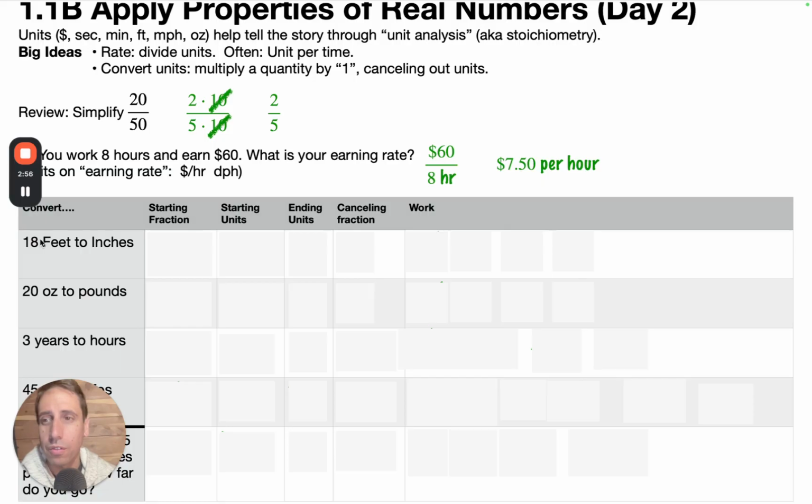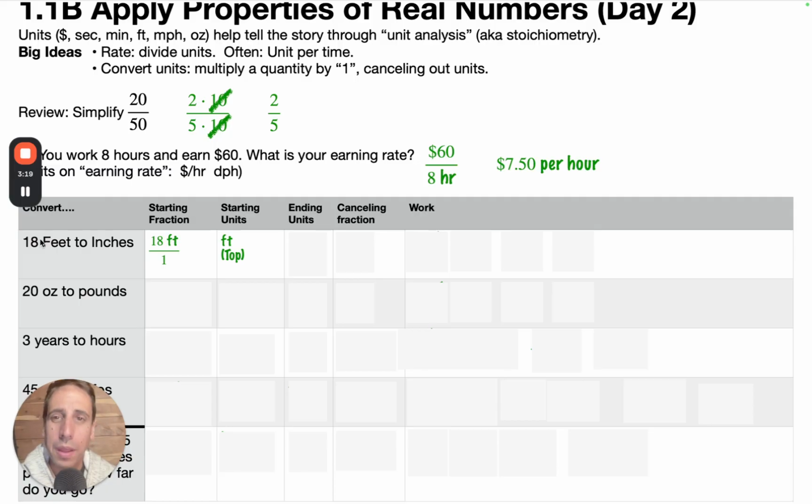Basically, the first thing you got to do is take your given and turn it into a fraction. So it looks like this: 18 feet over 1. And then you got to think to yourself, well, what are the starting units? I'm starting with feet. And is it in the top or the bottom of that fraction? Sometimes it's going to be in the bottom or a blend of top and bottom, but right now it's just in the top. Then you have to think to yourself, what do I want to turn them into?